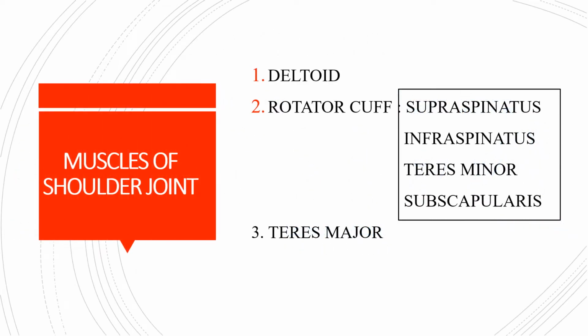What are the muscles of the shoulder joint? One is deltoid, rotator cuff, and teres major. So what are the rotator cuff muscles? We can simply say SITS. S for supraspinatus, I for infraspinatus, T for teres minor, S for subscapularis, and then teres major. So these are the muscles of the shoulder joint.